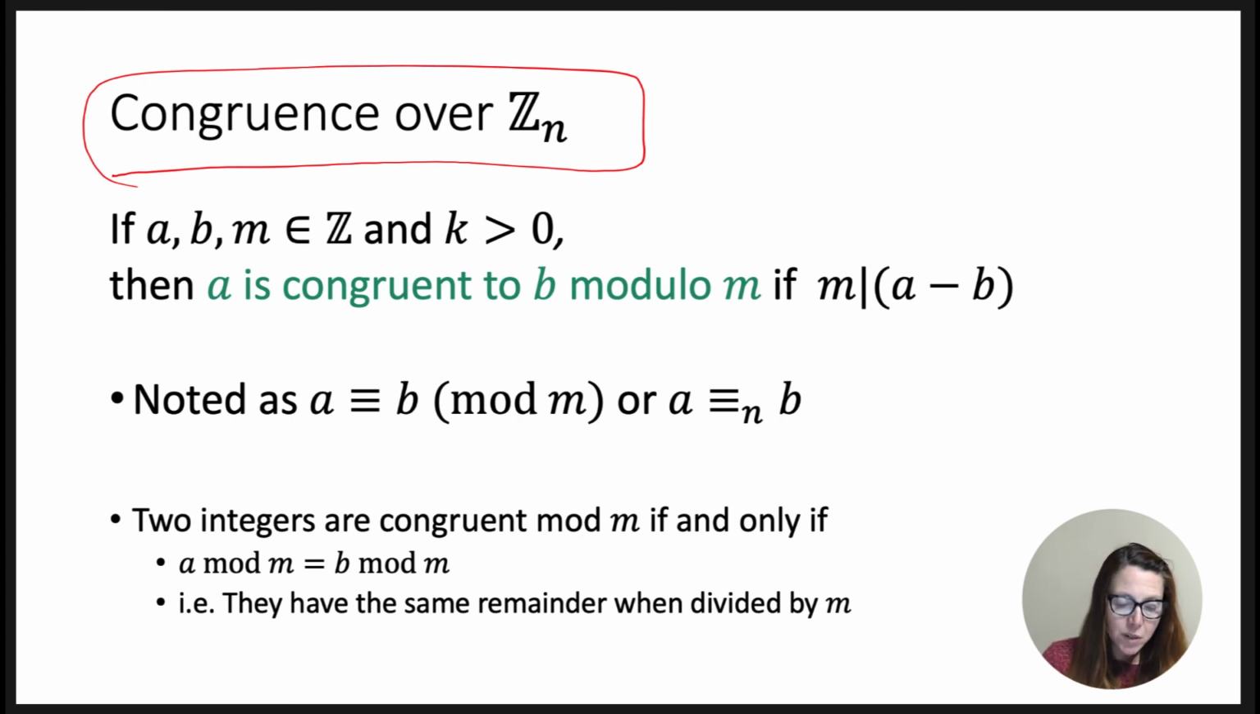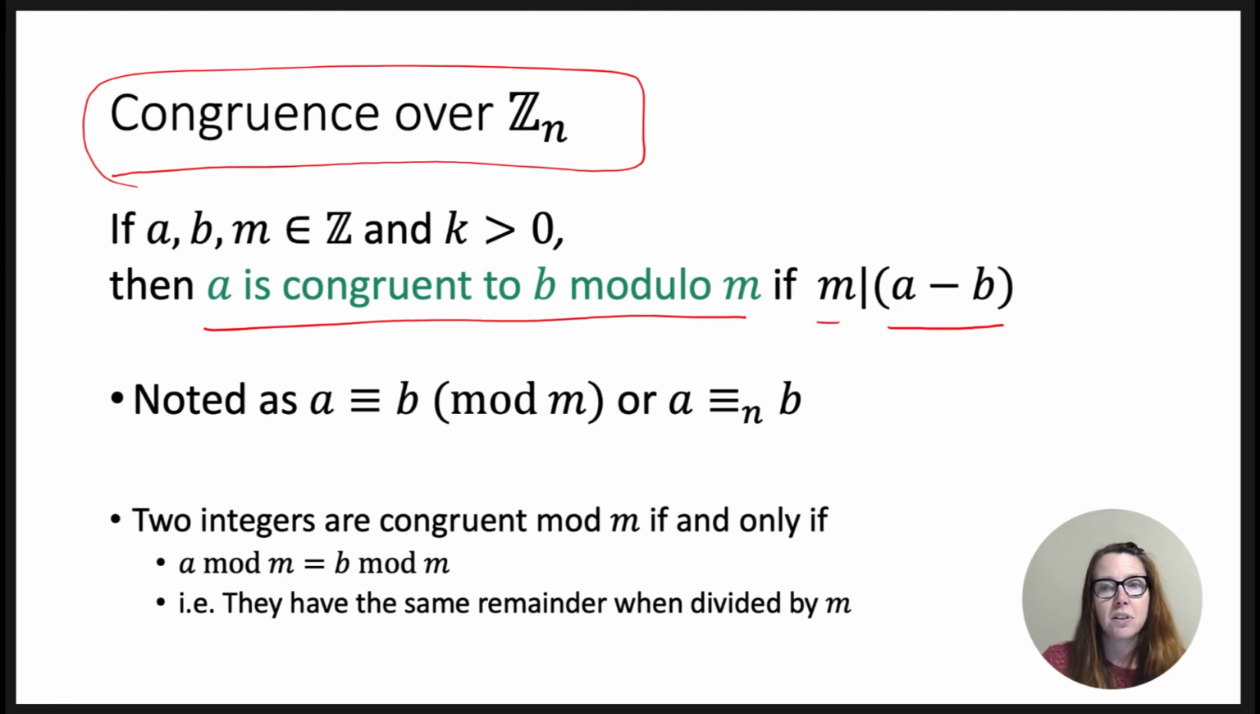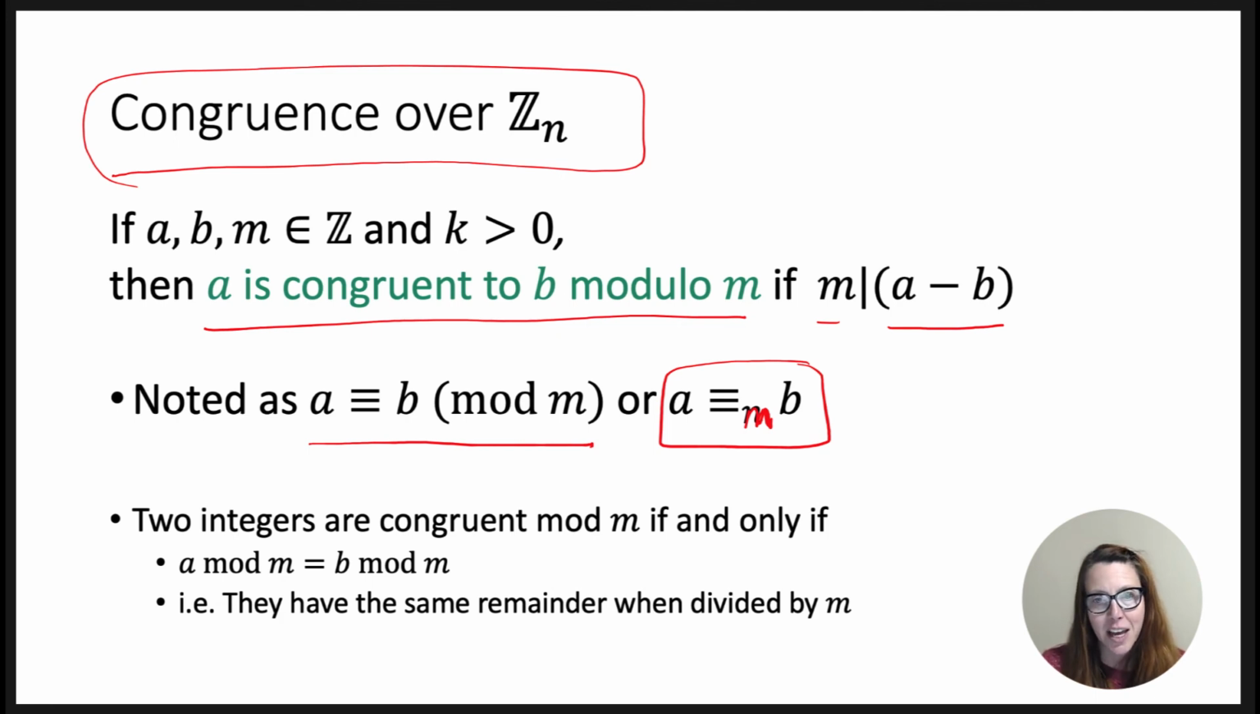And we say that a number a is congruent to b modulo m if we look at the difference between those numbers and see that it's a multiple of m. So the way that this is denoted is either a is equivalent to b modulo m, or a is equivalent modulo m of b. So these two integers are congruent modulo m if and only if a mod m is equal to b mod m. That is, they both have the same remainder when we divide by m.